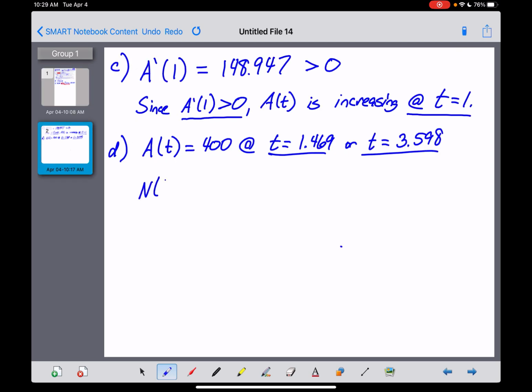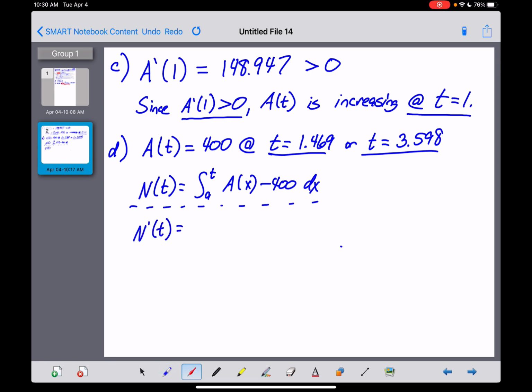So if n of t is defined here as the definite integral from a to t of the a of t function, actually I take that back, they changed that to a of x, didn't they? The a of x function and then minus 400, all taken with respect to x, then its derivative right underneath that, n prime of t, would be, well guys, the derivative and that definite integral would just cancel each other out according to the fundamental theorem of calculus part 2. The only little caveat there is that we replace this variable with this variable right here. So this now becomes a of t minus 400.